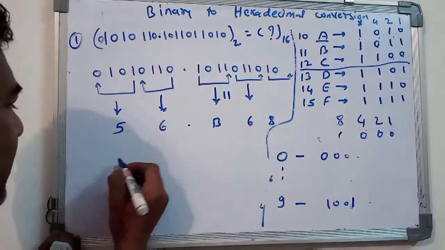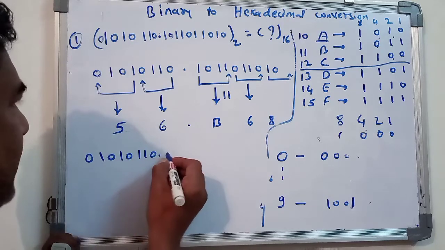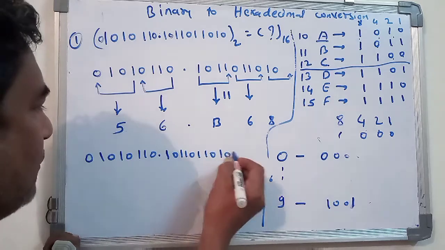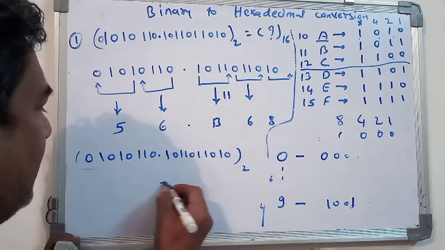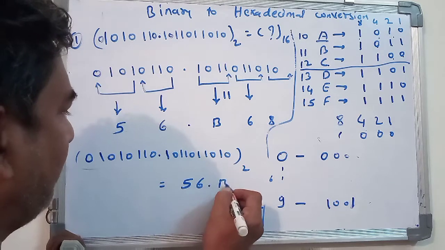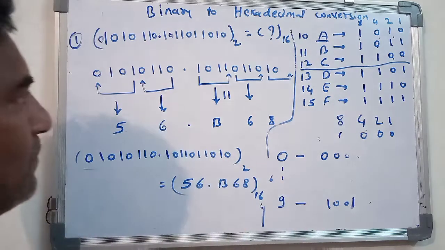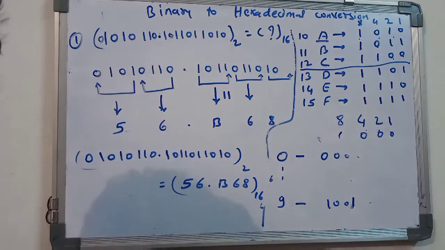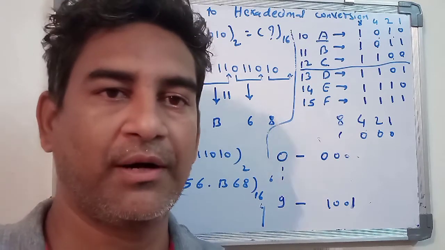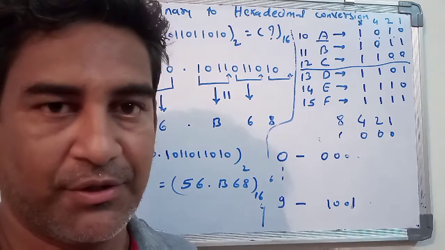Then the number 0 1 0 1 0 1 1 0 point 1 0 1 1 0 1 1 0 1 0 with base 2 is equal to this answer. You have to write down 56.B68 with base 16. So from these two examples, you are able to understand how we have converted binary to hexadecimal.